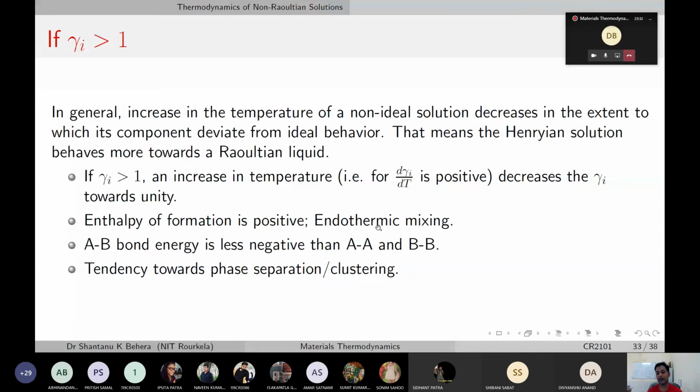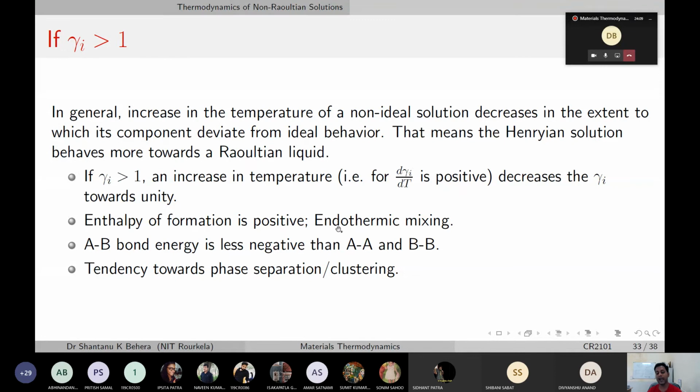That means when the two components A and B mix, it's an endothermic mixing. Remember, we are talking about non-Raoultian solutions where, contrary to Raoultian ideal solutions, there is some amount of interaction, so the del H part is not absolutely zero. There has to be a part. It's an endothermic mixing.